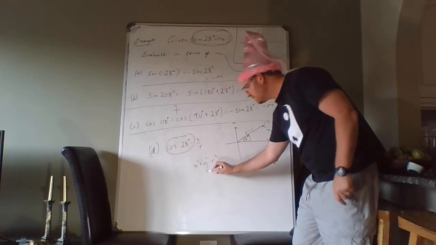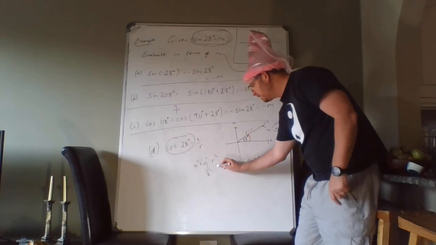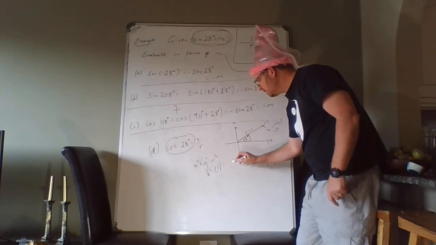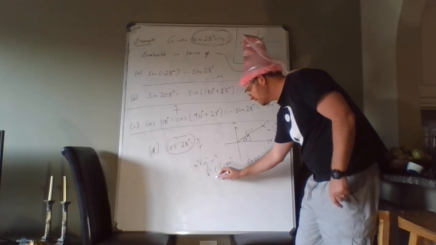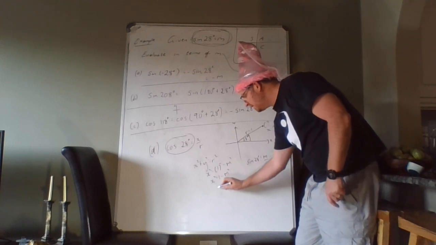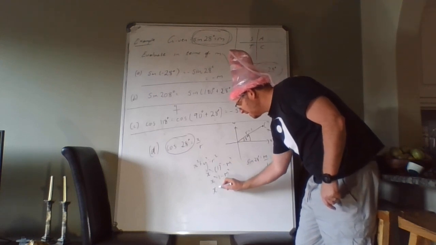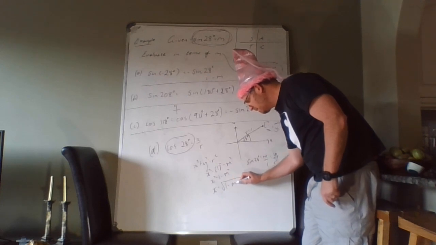So you're going to have x squared is equal to r squared minus y squared, and r is 1. So it's 1 squared minus m squared. So x squared is equal to 1 minus m squared. So I hope you can see this. So x is equal to the square root of 1 minus m squared.